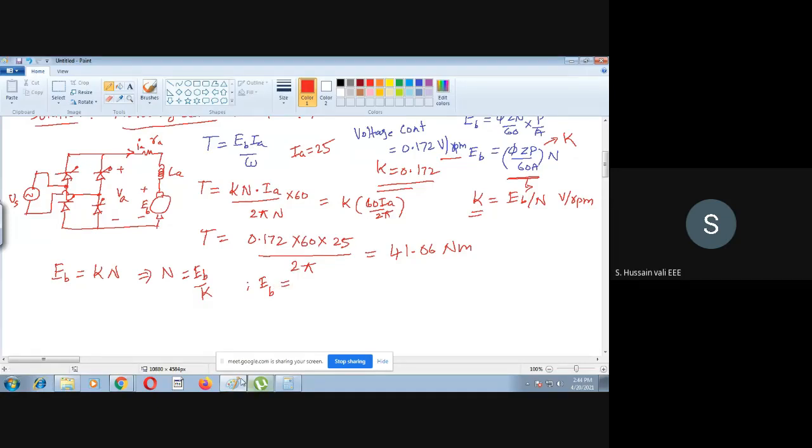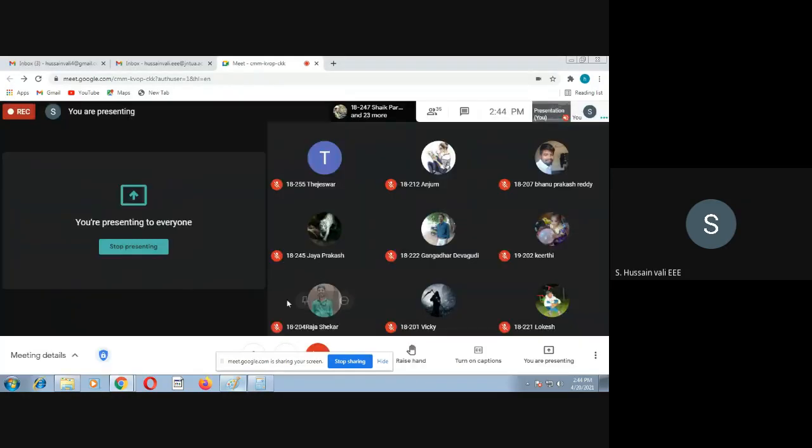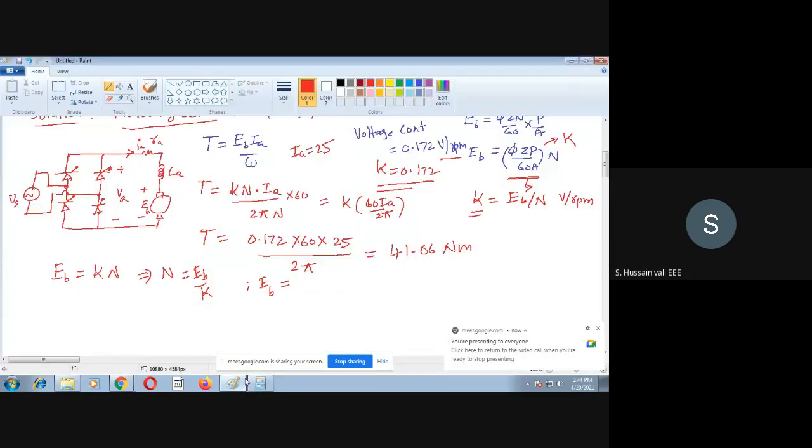If you recall, for a DC motor, how can I find out EB? From which equation? VA minus IA RA. This is the motor equation. Back EMF is equal to VA minus IA RA. That is equal, and we'll simplify that.